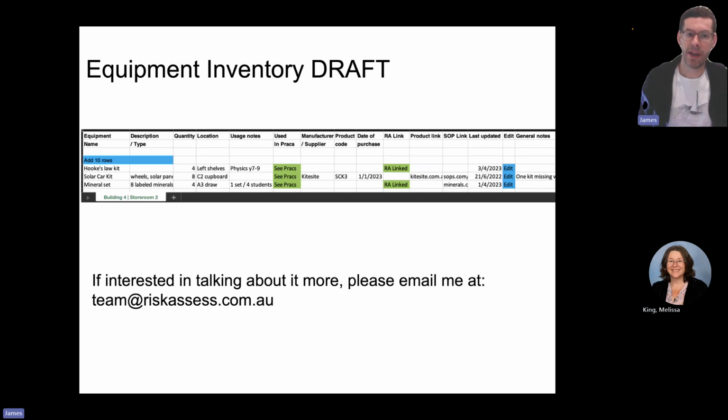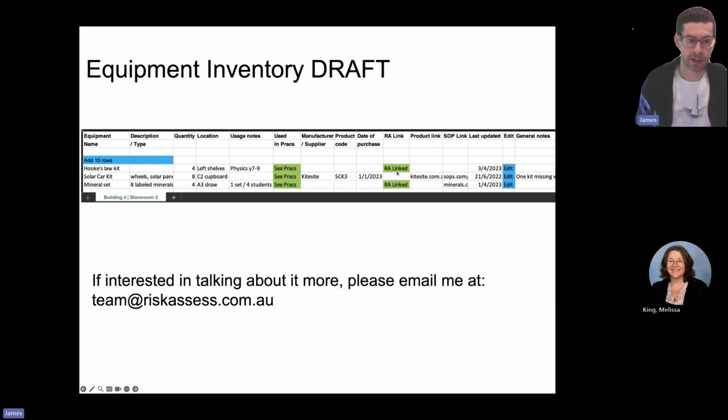All right. Just on the inventory, this one's an equipment inventory. So probably the next thing after the chemical one, or maybe at the same time, we'd bring out an equipment inventory. This one does have more location info: building, storeroom 2, and then a location like left shelves or A3 drawer. So it's a bit like the chemical one. It's got fewer columns because there's less info on each one.